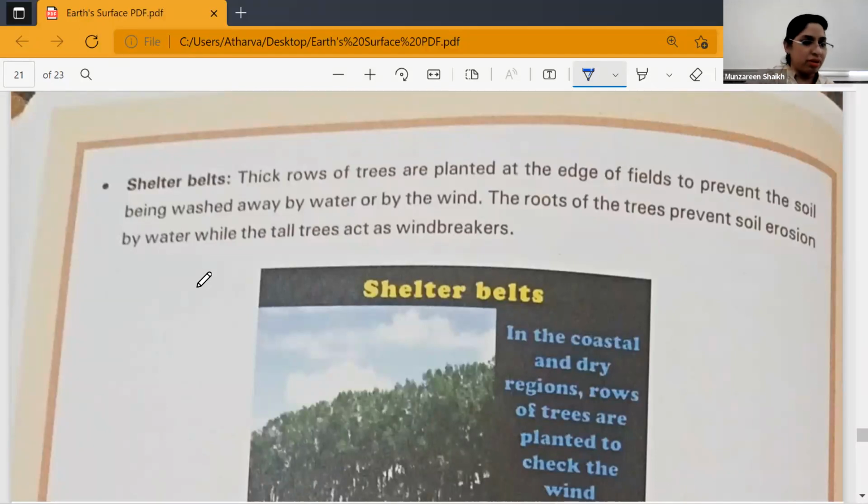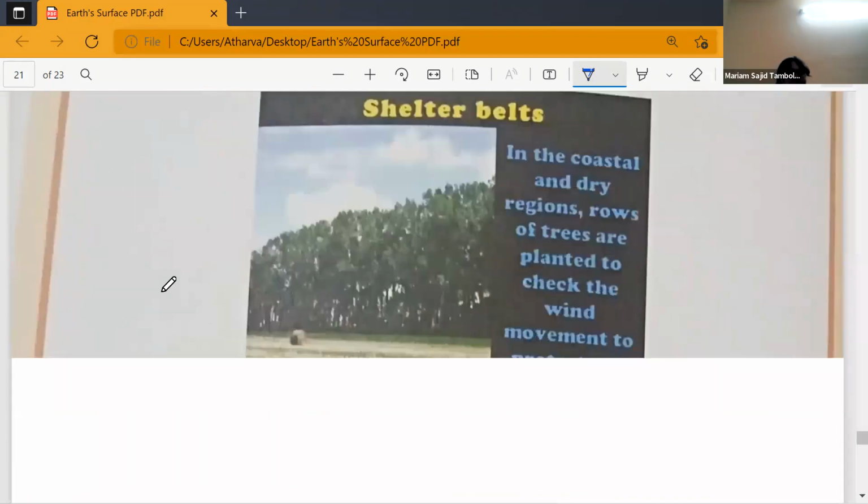Just a second. Yeah, am I audible? Yes, ma'am. Okay, so have you understood about shelter belts, everyone? Yes, ma'am. All right, let's go on to the next topic.